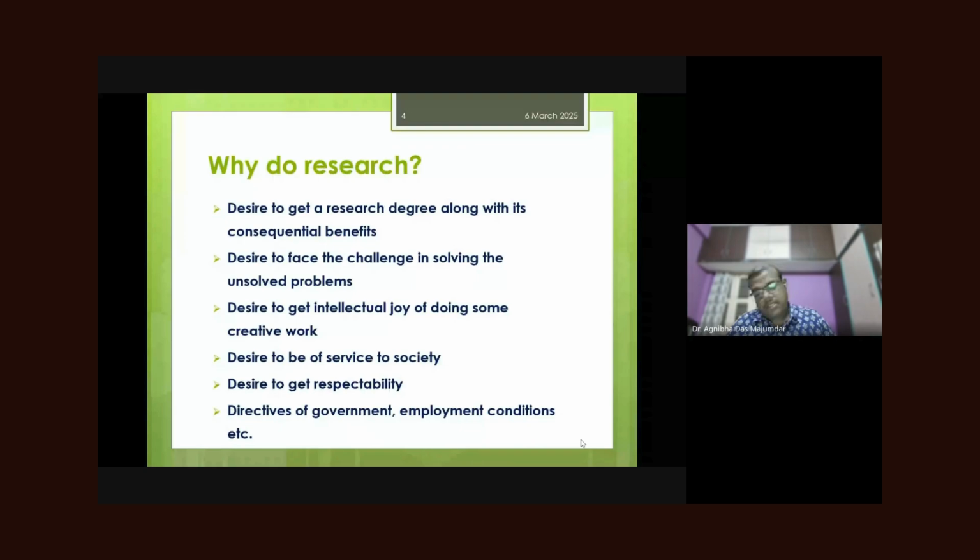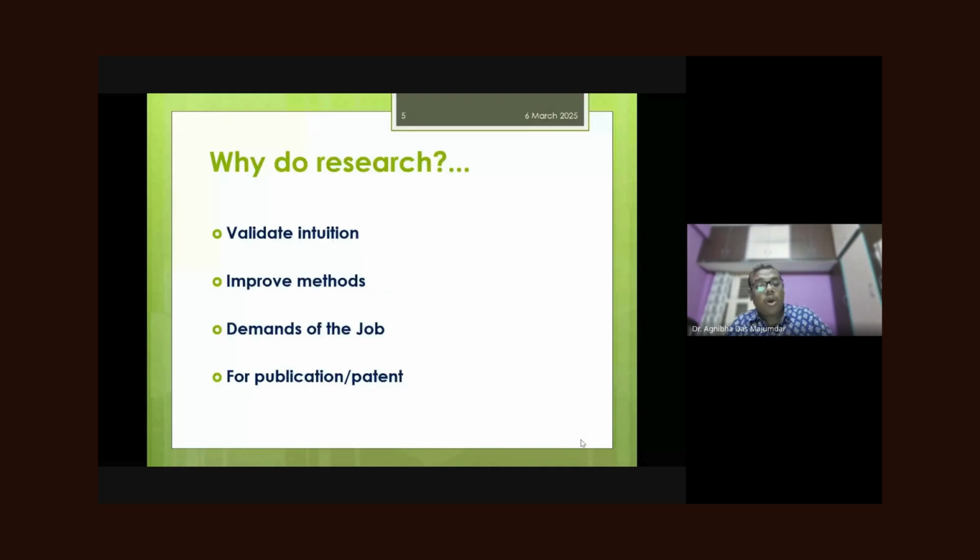So for that, you need to relocate the problems also, that what our common people, what our neighbors, what our society is facing day by day, what challenges they are facing. So if you have that desire to face those challenges, and if you are trying to resolve those challenges with your research, then you go for the research.